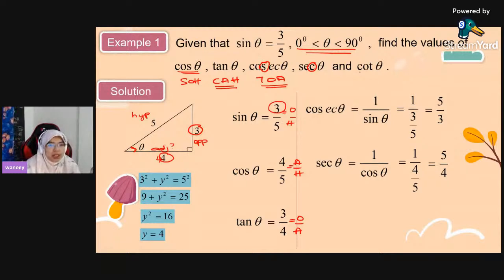Cotangent. So 1, 2, 3. The third letter is a T. So cotangent will become 1 over tangent. Okay, so 1 over tangent. Tangent is actually 3 over 4. So we got 1 over 3 over 4. So they will become 4 over 3. So those are cotangent. Okay, so done with the first learning outcome. So let us proceed with the next one.